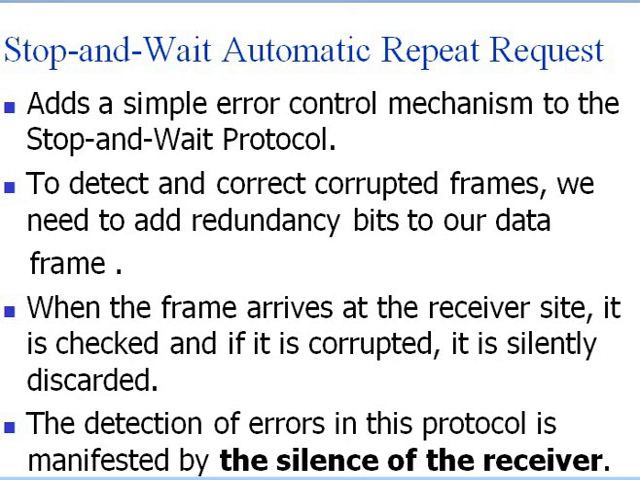First is stop and wait automatic repeat request, that is stop and wait ARQ. It adds a simple error control mechanism to the stop and wait protocol. To detect and correct corrupted frames, we need to add redundancy bits to our frame. When a frame arrives at the receiver side, it is checked, and if it is corrupted, it is silently discarded. The detection of errors in this protocol is nothing but the silence of the receiver.